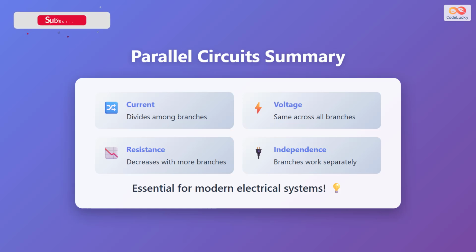Let's summarize what we've learned. In parallel circuits, current divides among the branches. Voltage remains the same across all branches. Total resistance decreases as you add more branches. And most importantly, branches operate independently, which is why parallel circuits are essential for modern electrical systems. Understanding these principles will help you grasp how electricity flows in the devices and systems you use every day.